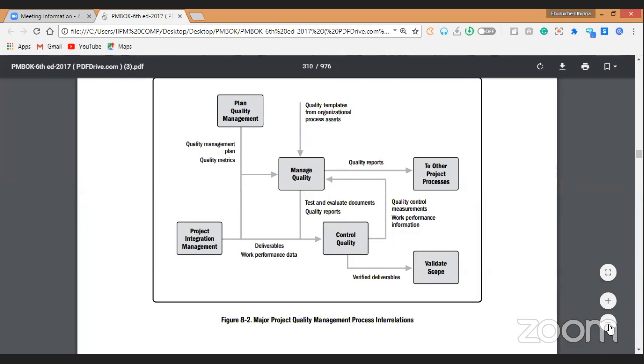Then this managed quality will have its input towards other project processes. So we have quality inclusion in schedule management, quality inclusion in scope management, quality inclusion in human resource management, and all of that. So there is going to be management of quality all around the project processes. All right.